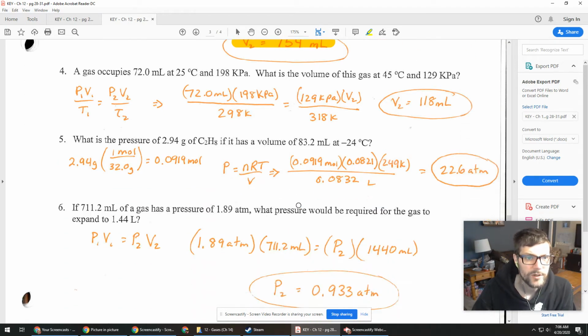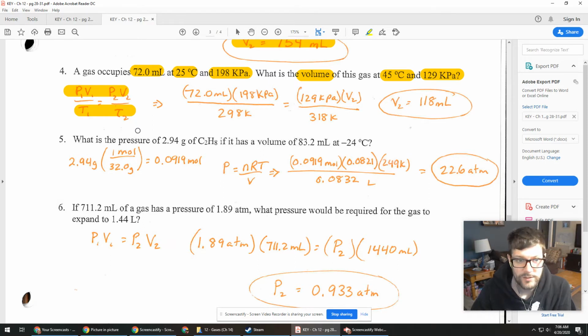Next up, number 4, we've got volume, temperature, and pressure in an initial scenario, and then asking for a new volume with a new temperature and a new pressure. So this is one where we're going to use the combined gas law, P1V1 over T1 equals P2V2 over T2. So I'm going to plug in those initial values. The only thing I need to convert is temperatures need to be in Kelvin. However, the pressures I do not have to convert for the combined gas law.